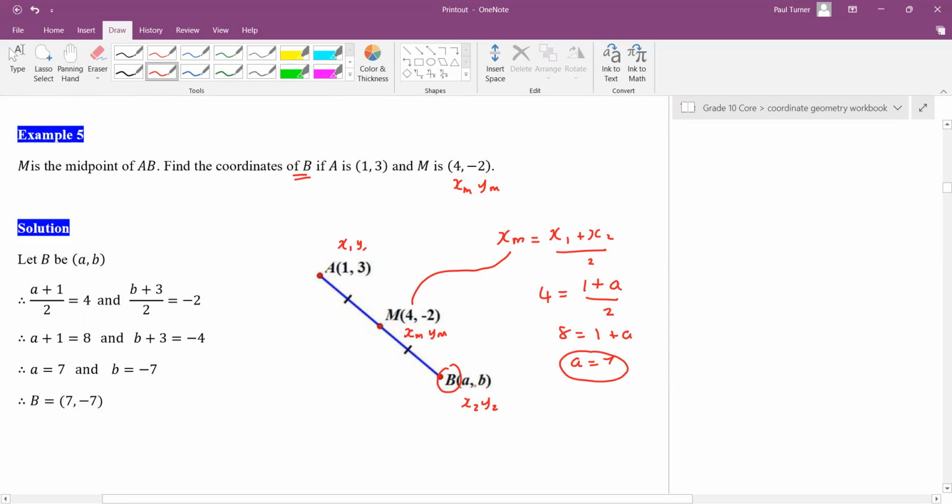My diagram may be okay. Let's see what B is. So what about ym? y1 plus y2 on 2. So y1 is 3 plus b. You can use any letter you want, or you can use y2, divided by 2 is equal to ym, which is -2. All you have is equations and you're substituting numbers, so not too much. So 3 plus b is -4, so b would be -7, which is what we got here. 7 and -7. That's point B. There's no axes drawn or anything, just a rough idea of the picture.